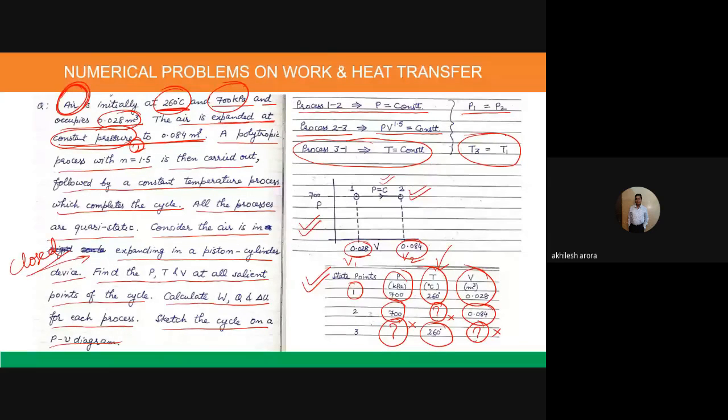Okay, so we have to calculate the missing parameters. Which missing parameters? I have just told you, T2 is missing, V3 is missing, and P3 is missing. This is what I have to calculate. Then for each of the processes 1 to 2, 2 to 3, 3 to 1, we have to calculate the value of heat transfer, work transfer, and change in internal energy. Finally, we have to sketch the cycle on the PV diagram also. So this is the question. Okay. Right now we have 8-9 minutes.